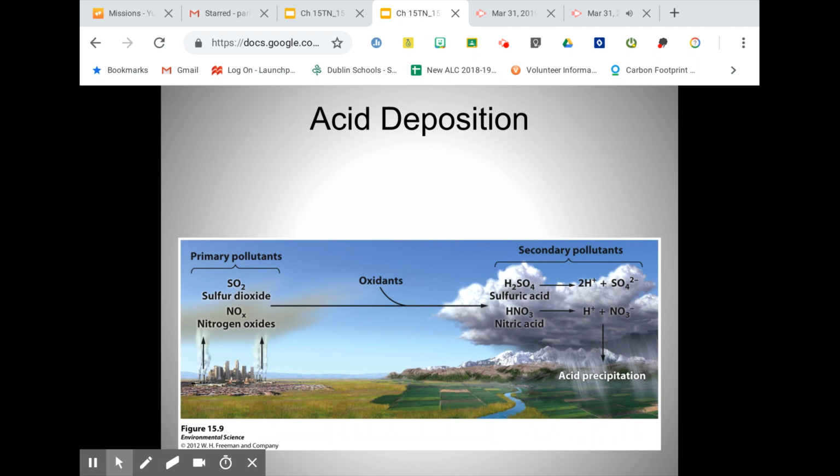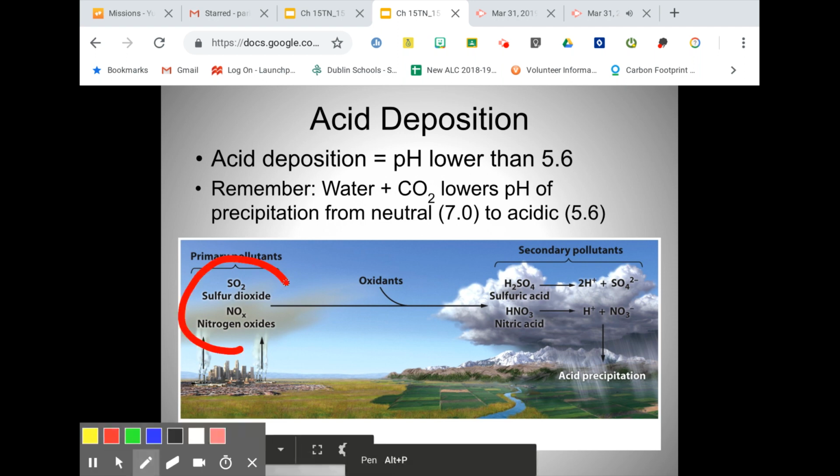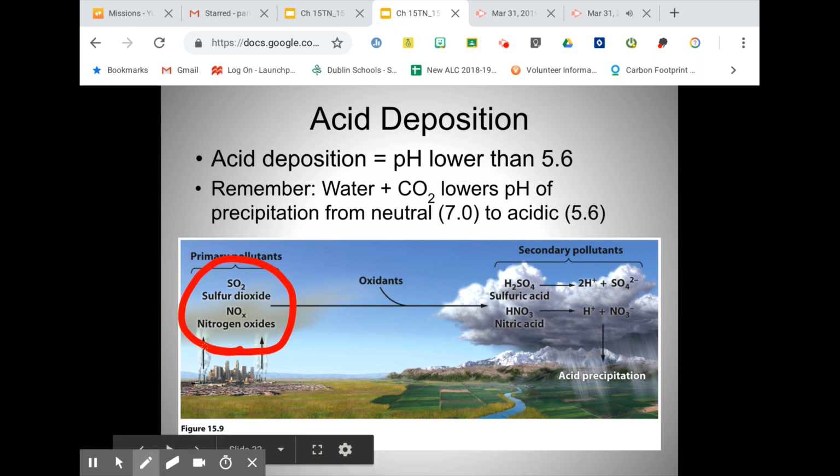All right, you did the acid deposition lab. And in looking at this, this is any type of precipitation that has a pH lower than 5.6. So this could be fog, this could be snow, and this could be rain. Remember, we've talked about this before, that water and carbon dioxide lower pH from neutral to something that's acidic. Not just carbon dioxide is involved here, but I also want you to realize that it's sulfur and nitrogen oxides as well. So both SOx and NOx, as well as carbon dioxide, play a role.